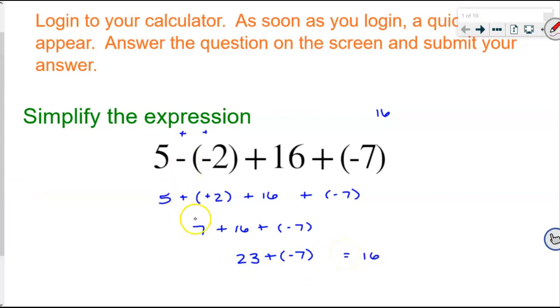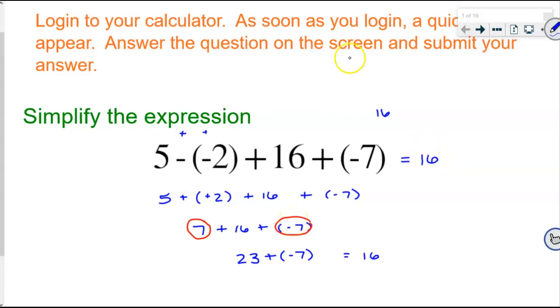You can also see, because we can rearrange these, you could think about this as 7 positive tiles, 7 negative tiles, and when you have 7 positive and 7 negative, those are all going to zero out, leaving us with just 16. So you could have thought about it that way as well. So the correct answer here, 5 minus a negative 2 plus 16 plus a negative 7 is equal to 16.